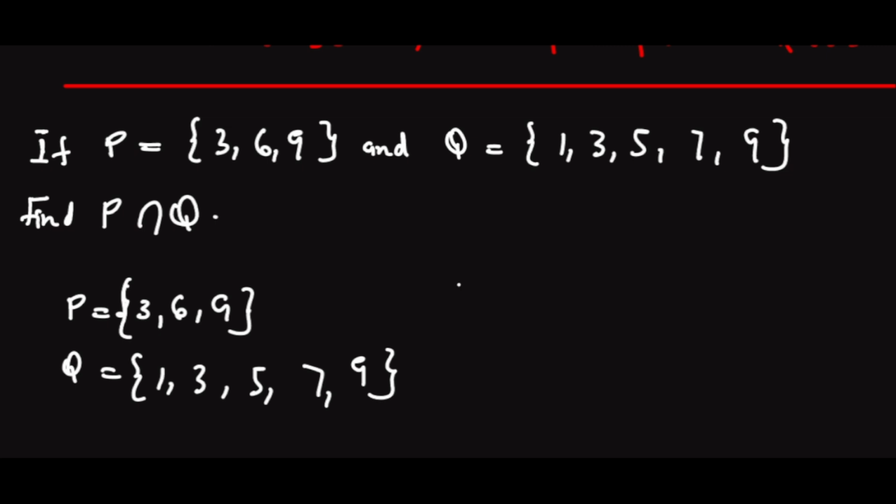Then P intersection Q is going to be equal to, we look for the elements which are in Q and are also in P. The elements in P and Q. Looking at that, you can see 3 here and I can see 3 here. So 3. Then I can see 9 here and I can see 9 here. Therefore P intersection Q is {3, 9}.